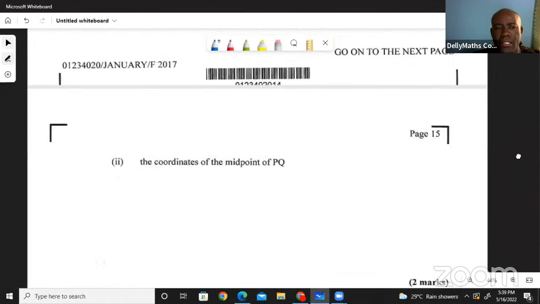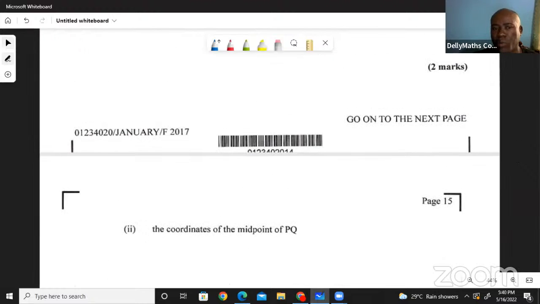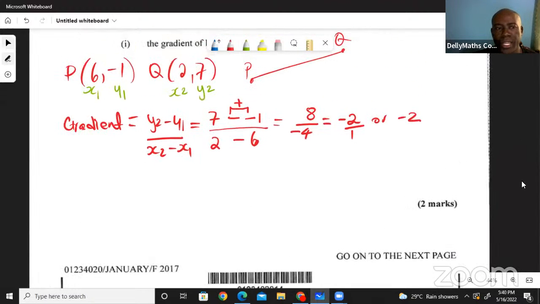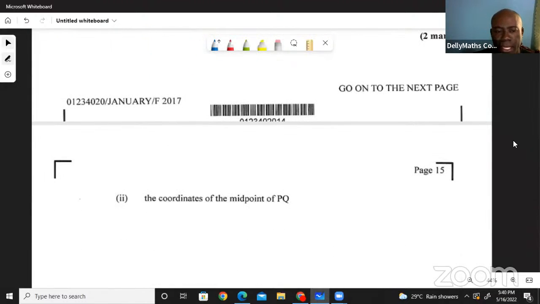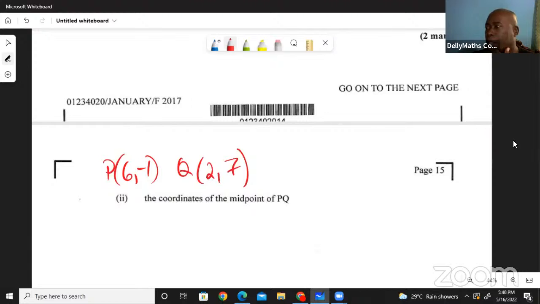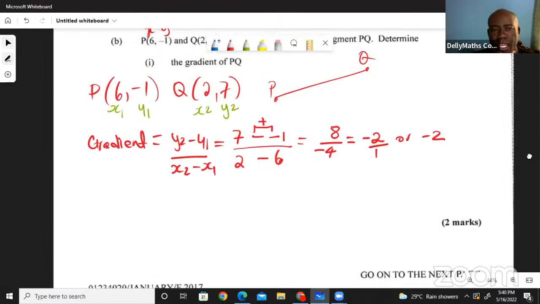The next question says the coordinate of the midpoint of PQ. Now remember, in order to do the coordinate, we really need back the points that we have here. So it's 6, -1, 2, 7. All right, so make sure I'm not making any error there. So let me write it there. Talking about 6, -1, and then we have a 2, 7. All right, so those are the points that we're dealing with. Let me make sure. Yes, it is.